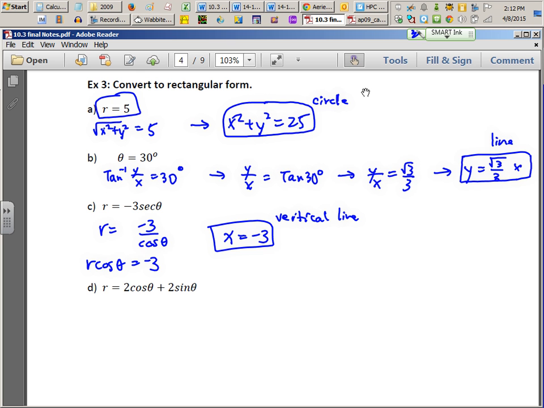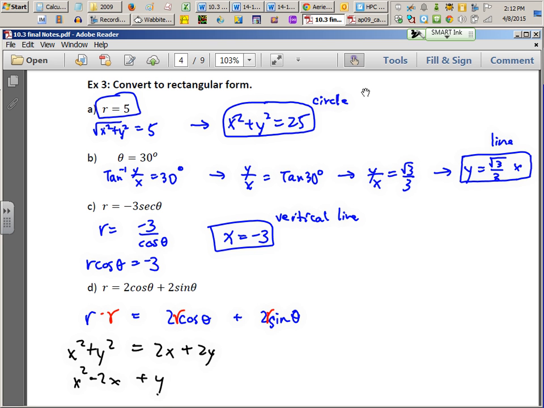Next one looks kind of tricky. Until I multiply both sides by r, watch this, it's like magic. Multiply by r here, multiply by r here, multiply by r here, and I get basically x squared plus y squared equals 2x plus 2y. And you can even bring everything to one side. So x squared minus 2x plus y squared minus 2y equals 0. And I feel like maybe we can complete the square by adding a 1 here and here.